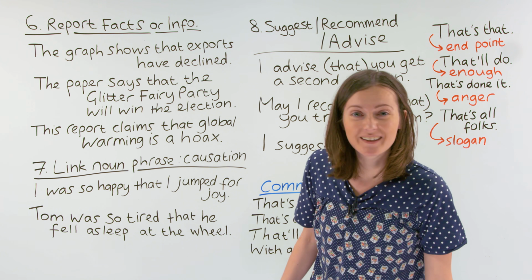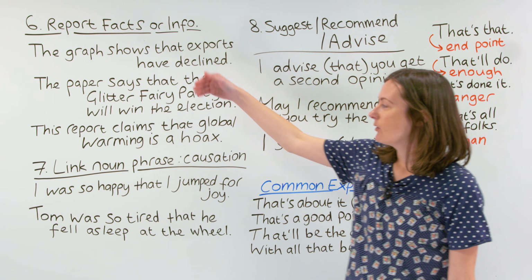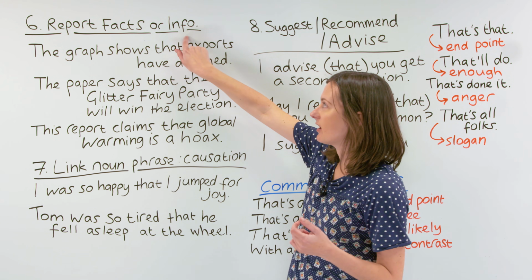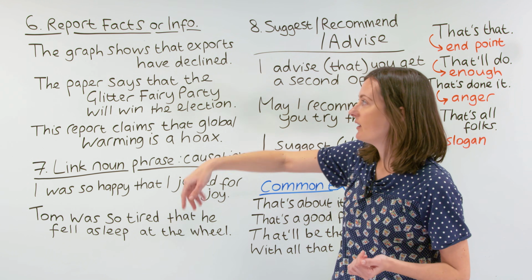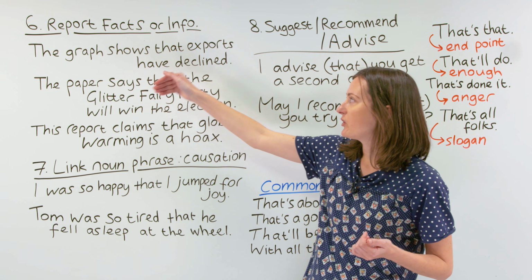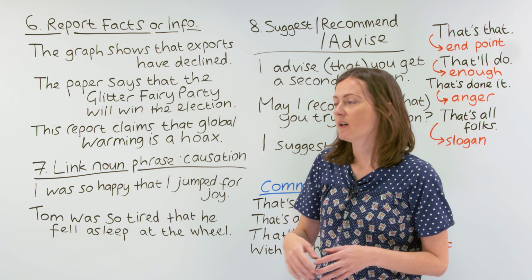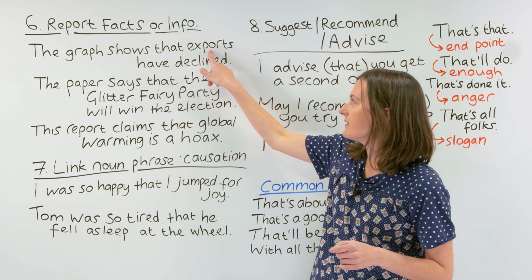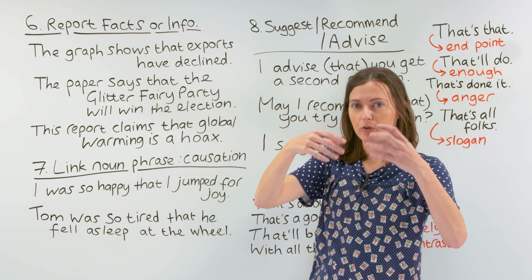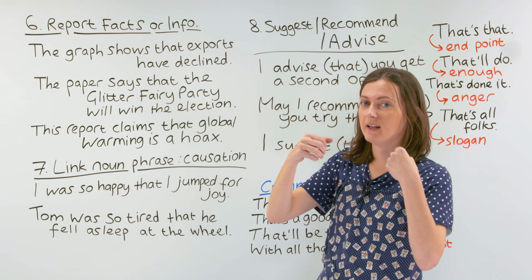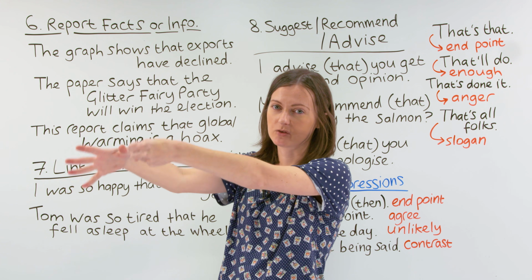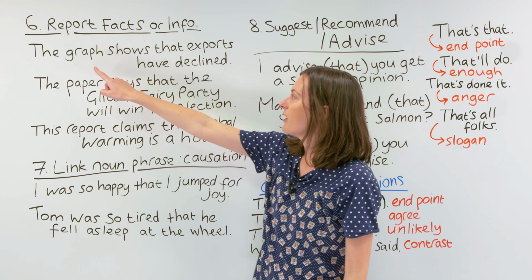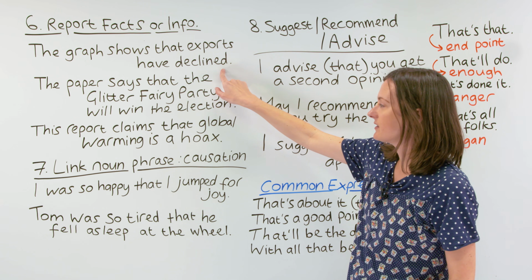Now that you're back, I've got some more uses of "that." We use "that" when we want to report facts or information. Info is short for information. Here's an example. The graph shows that exports have declined. When something declines, it goes down. And export is the goods that a country sends out to other countries. Effectively, they sell these things to other countries. The graph shows that exports have declined.